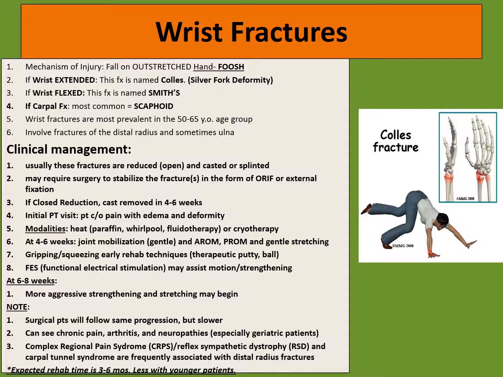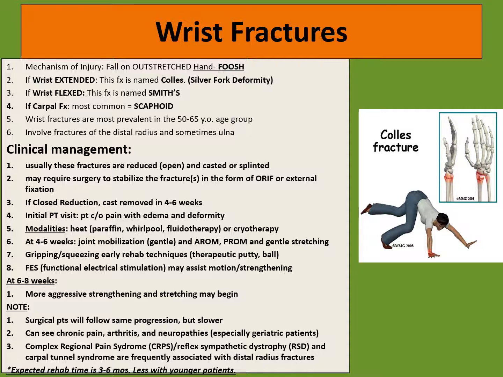So if the patient falls on a flexed wrist, that is called a Smith fracture, and the displacement of the bone will be towards the palmar surface of the hand, versus in a Colles fracture, where it will be into the dorsal surface. Also, on a fall, a patient can have a fracture of the carpal bone, and the most common fracture is the scaphoid.